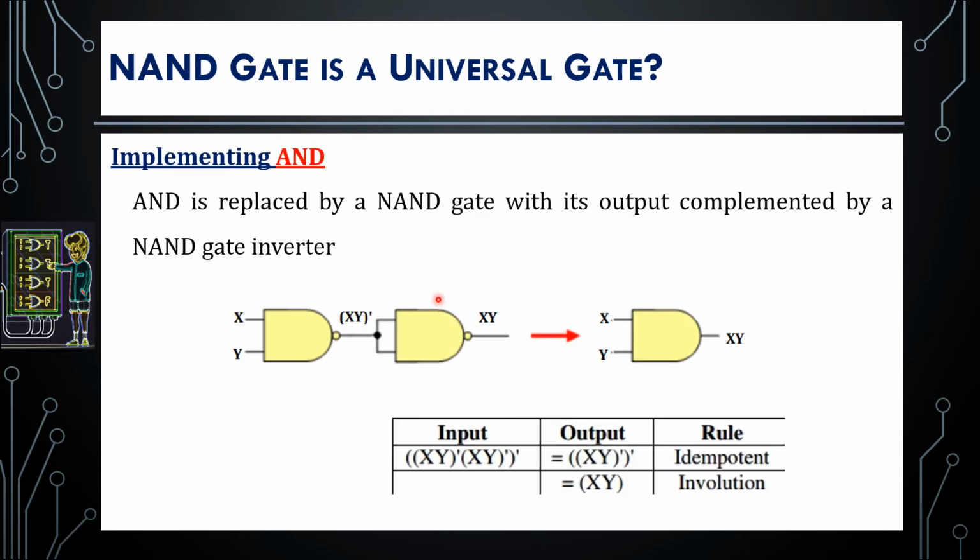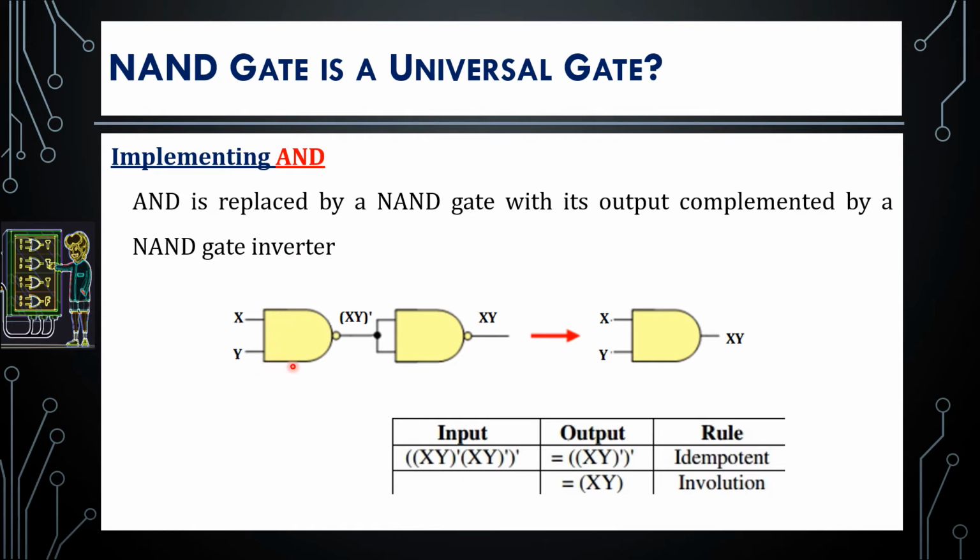Now let's look into how to implement an AND gate using this NAND gate. As you know, NAND is nothing but an AND gate followed by a NOT gate. Then with one more NOT, we'll be getting AND itself, right? So AND is replaced by a NAND gate with its output complemented by a NAND gate inverter. Fine. Let's look into that implementation.